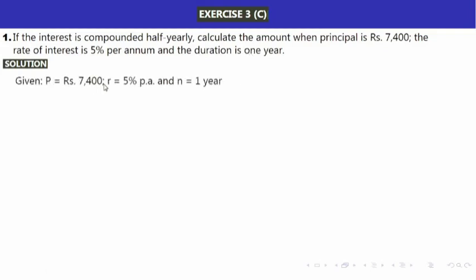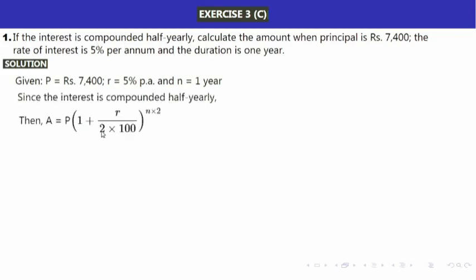Okay, so these are things given to us. Now since it is compounded half yearly, your formula becomes this much. This is the formula for calculating the amount, right? Now just put the value. P is 7,400. Now R is 5, and in place of N we'll write 1. Okay, so do the simplification.